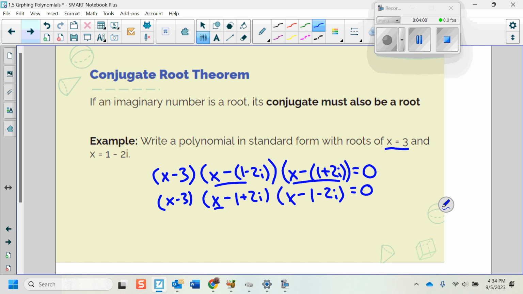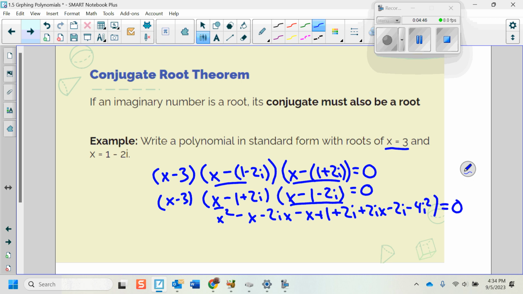So I'm multiplying this times these things, and I get x squared minus x minus 2ix. Multiply it through by the negative 1, and I'm going to go ahead and get minus x plus 1 plus 2i. And then multiply by the plus 2i, I get plus 2ix minus 2i, positive times a negative is a negative 4i squared, a minus 4i squared. And that should all equal 0. And remember, we still have this x minus 3 coming along.